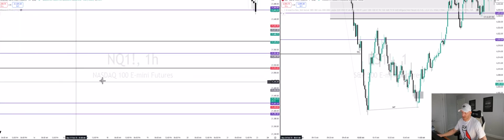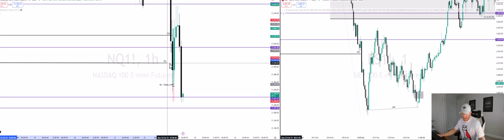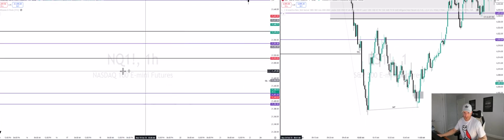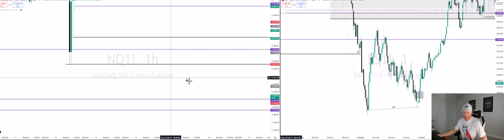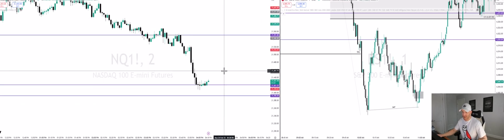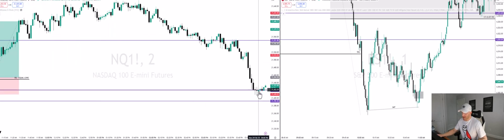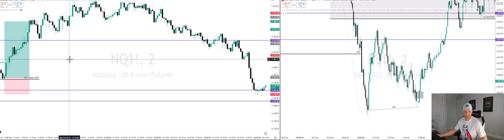Where was it? Yeah, we swept this liquidity and then we swept these equal lows. Look at those. Boom. Relative equal lows right there. So seeing that, and that final, look at that. We ended up stopping right at our level today. Oh man, I love these levels.